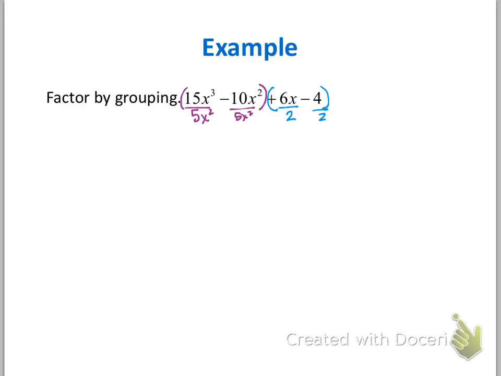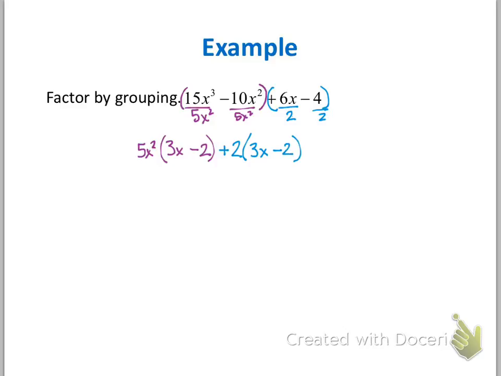Let's see what happens. 15 divided by 5 is 3x minus 2. Remember, on the outside you need to put the GCF. Then I'm dividing by a positive 2, so I'm going to write a positive 2. I divided by 2 and I got 3x minus 2.